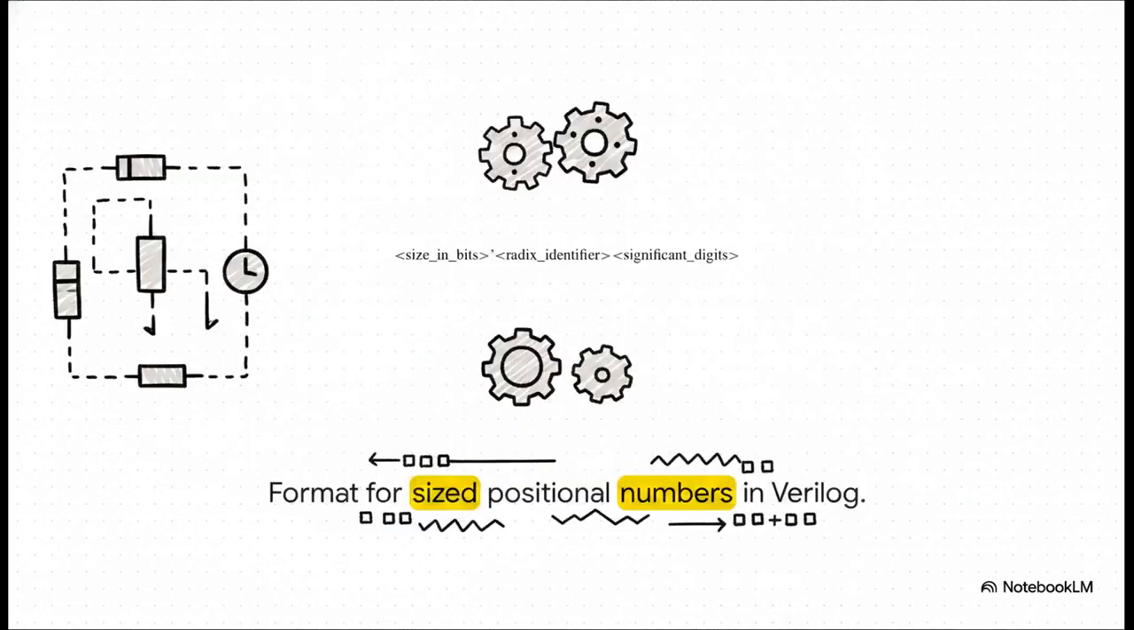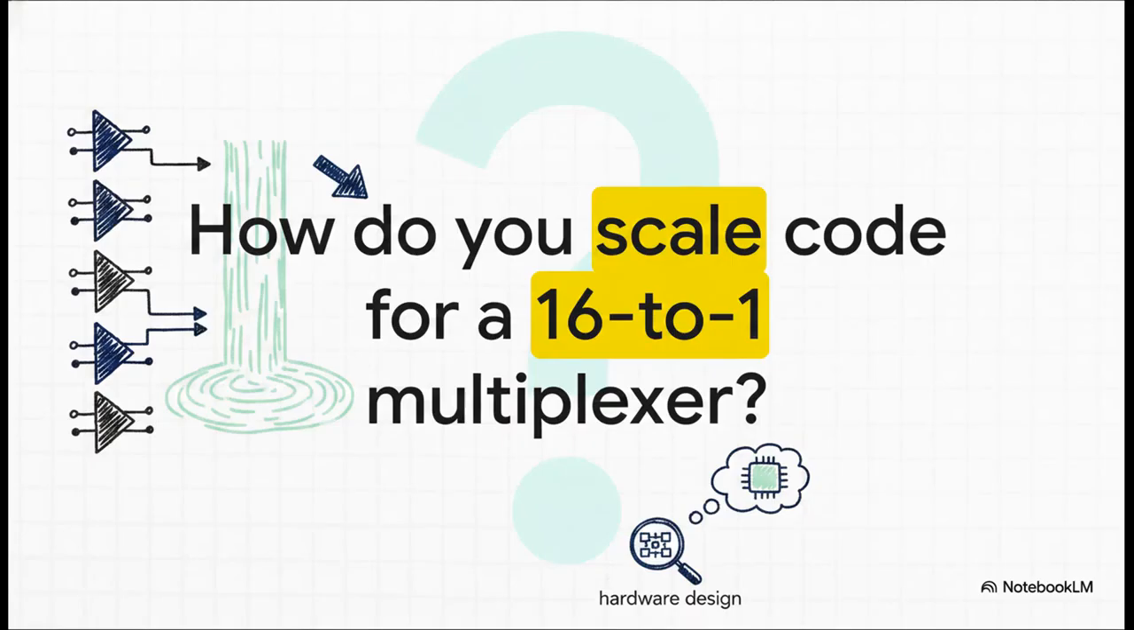Oh, and one last crucial detail before we wrap up. When you need to specify literal numbers in your code, Verilog uses a very specific positional format. It looks a little bit strange at first glance, but I promise it's very logical. You declare the size of the number in bits, add an apostrophe, followed by a radix identifier, like B for binary or H for hex, and finally you write out the significant digits themselves. This strict formatting ensures the hardware always knows exactly how wide your data buses are supposed to be. No guessing allowed.